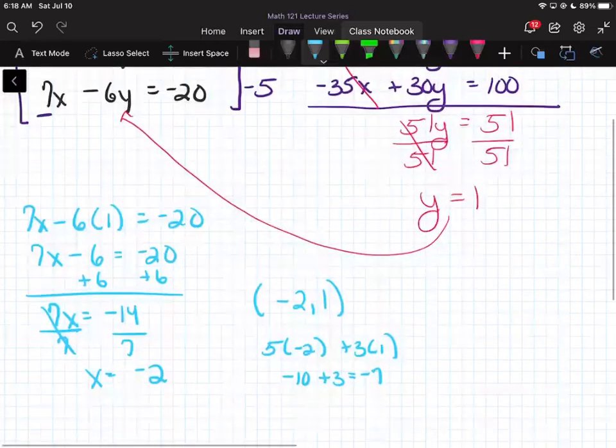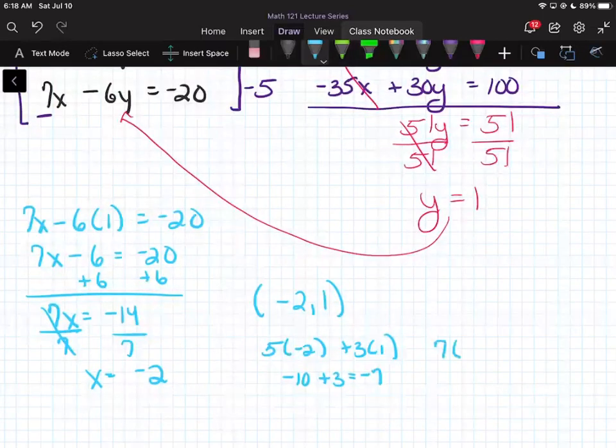And if I plug it into the second equation, 7 times negative 2 minus 6 times 1, I get negative 14 minus 6, which is negative 20. And it does indeed work for both equations.